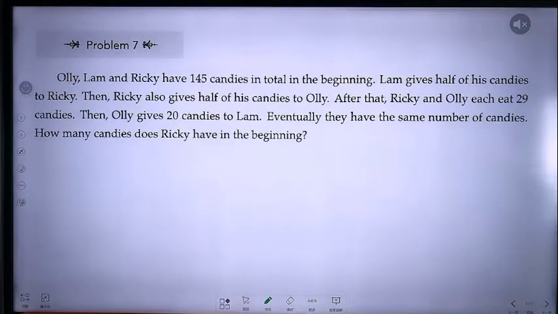All right, problem 7. And that question has other different types of techniques.